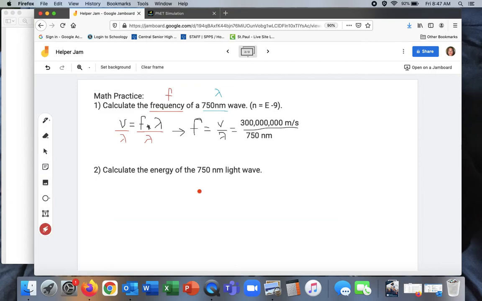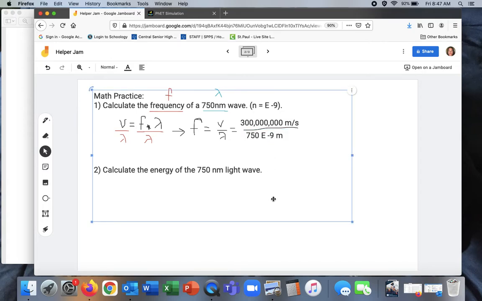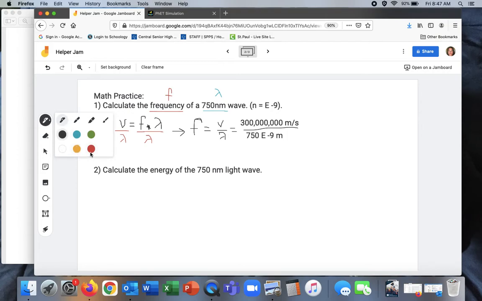So nano means e to the minus 9. I even put it up here in the problem. So when we're typing this in our calculator, let's remove the n. 750 e to the minus 9 meters. So removing the n means that we're putting in e to the minus 9. So when you plug that in your calculator, you just need to make sure you're pushing those buttons.